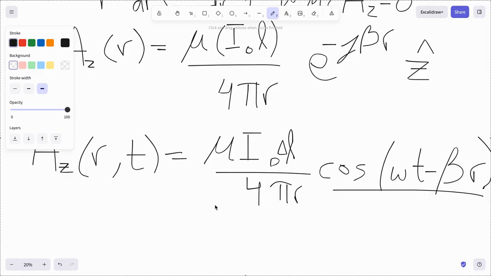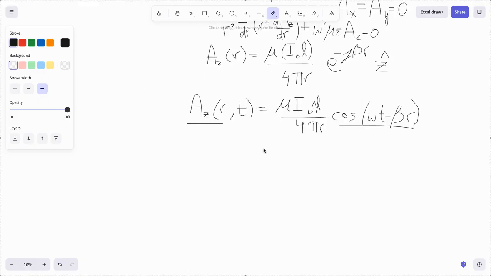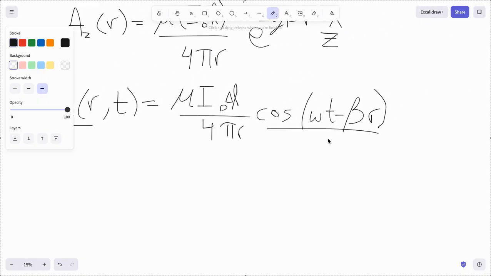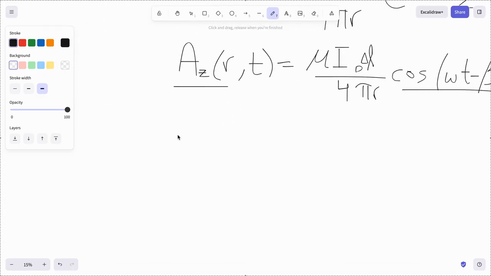This looks very similar to the Biot-Savart law, which is pretty cool. So the next thing we want to do is use this potential to figure out what H is and what E is. So what we're going to do is convert what's currently in rectangular coordinates into spherical coordinates.